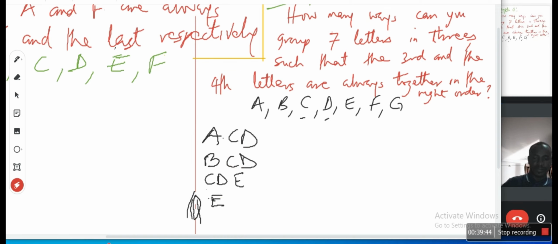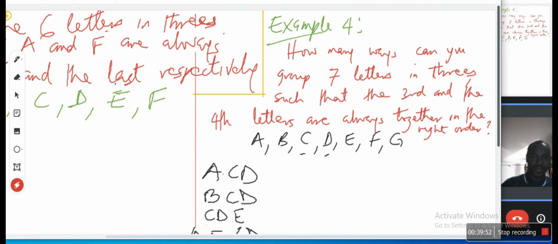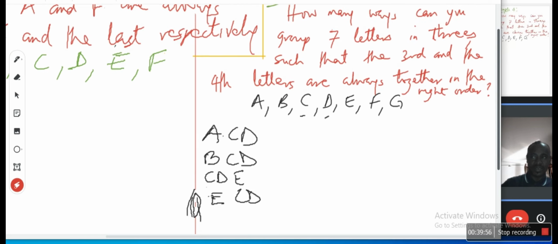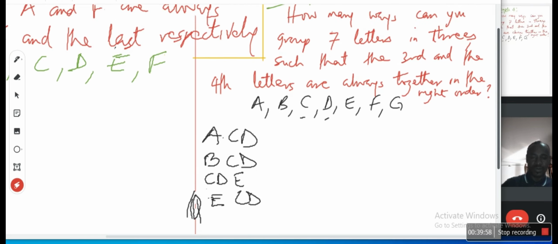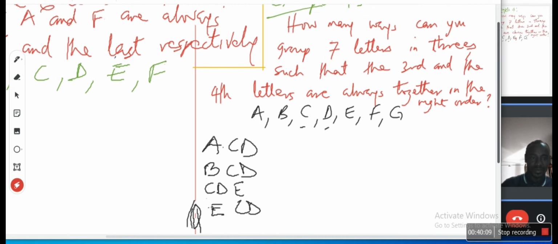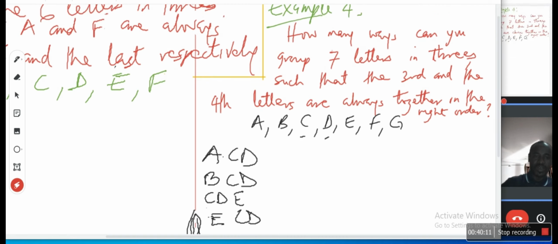Now, can you ask me a question where it doesn't have to be right? That's arrangement. When you're asked to arrange, the arrangement will be considered. So what I'm saying is CDE and ECD are the same because it's about grouping. Or do you want me to change the question to arrangement?